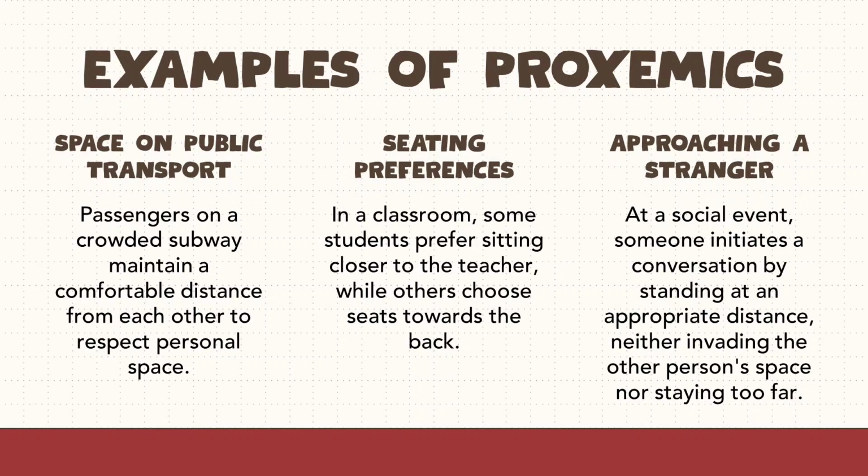And the last example is approaching a stranger. At a social event, someone initiates a conversation by standing at an appropriate distance, neither invading the other person's space nor staying too far. This distance balances the openness of communication while showing respect.